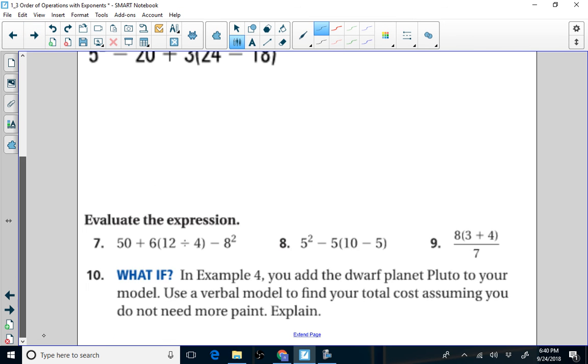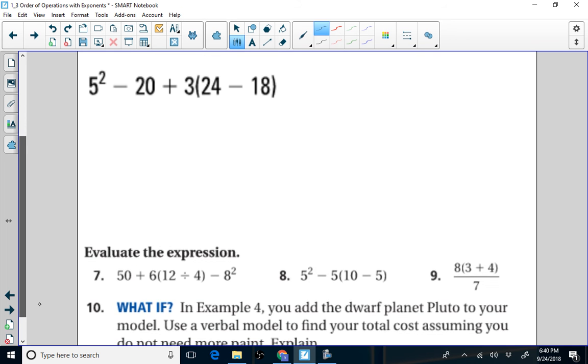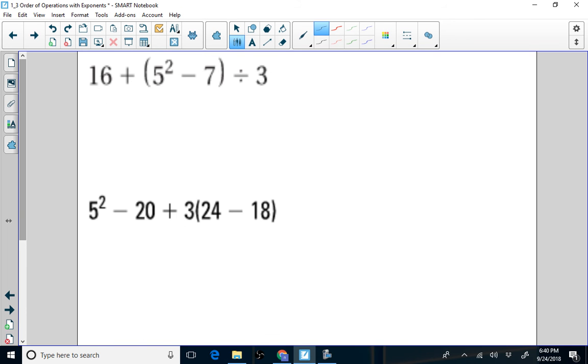All right. A couple more. All right, we'll do these last two.